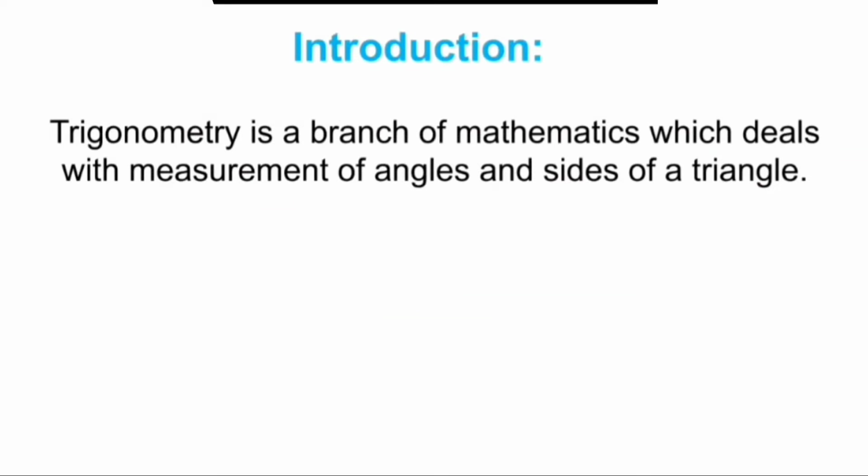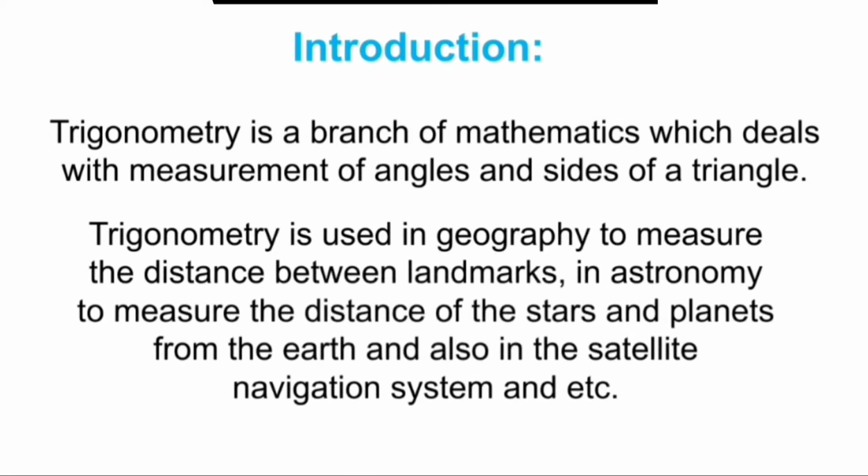Trigonometry is a branch of mathematics which deals with measurement of angles and sides of a triangle. Trigonometry is used in geography to measure the distance between landmarks, in astronomy to measure the distance of the stars and planets from the earth, and also in the satellite navigation system and etc.